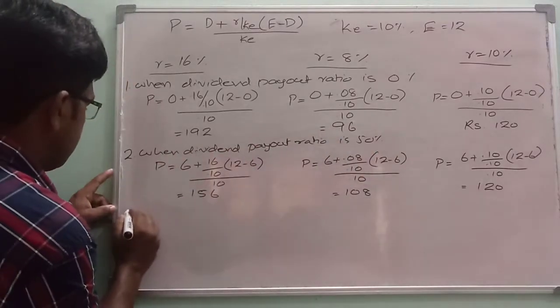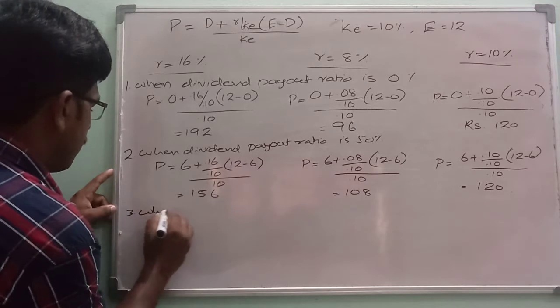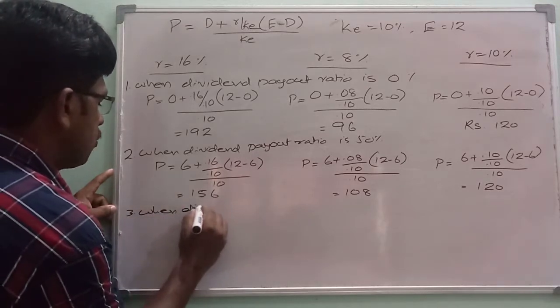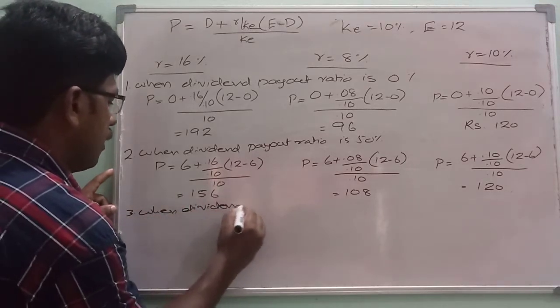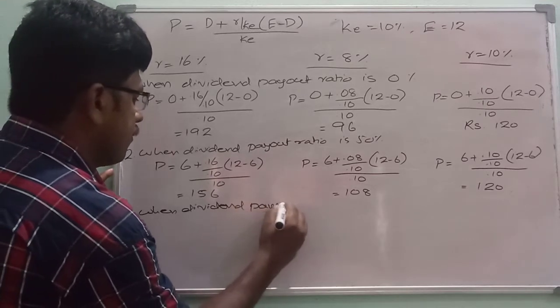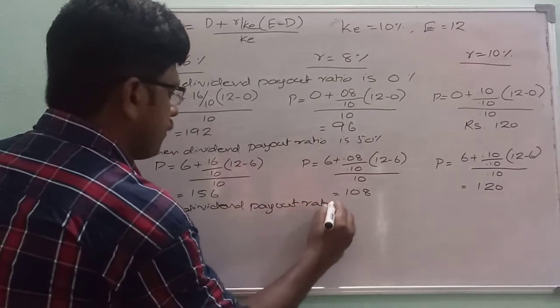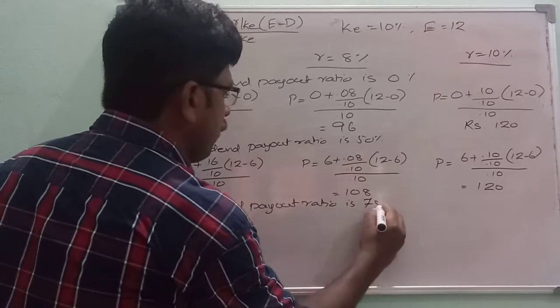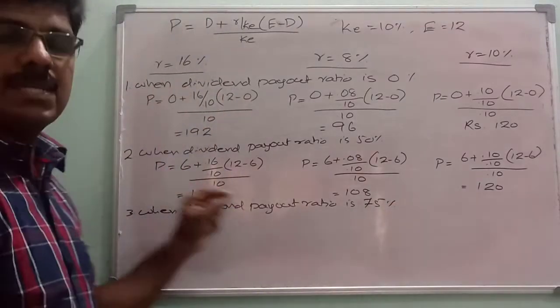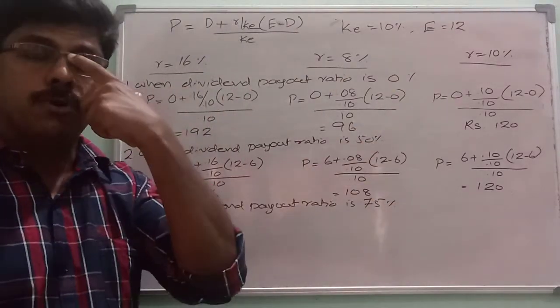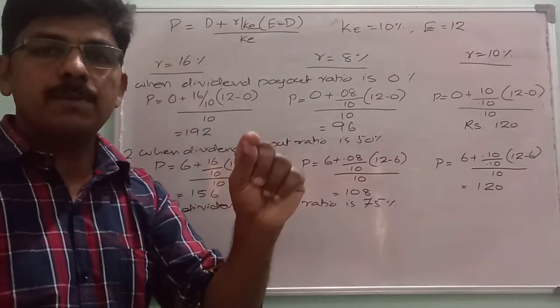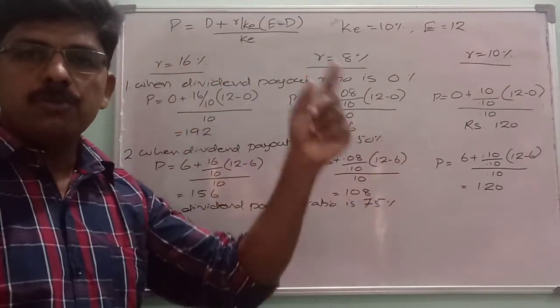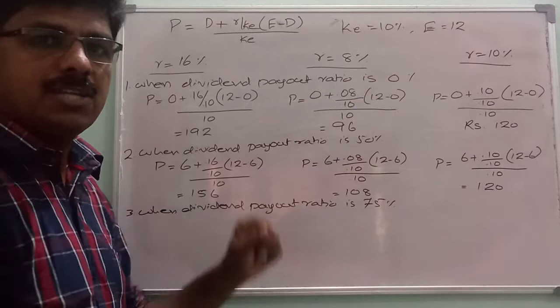In the third case, when dividend payout ratio is 75%, total earnings are 12 rupees, and 75% of that is 12 into 75 by 100, that is equal to 9 rupees.